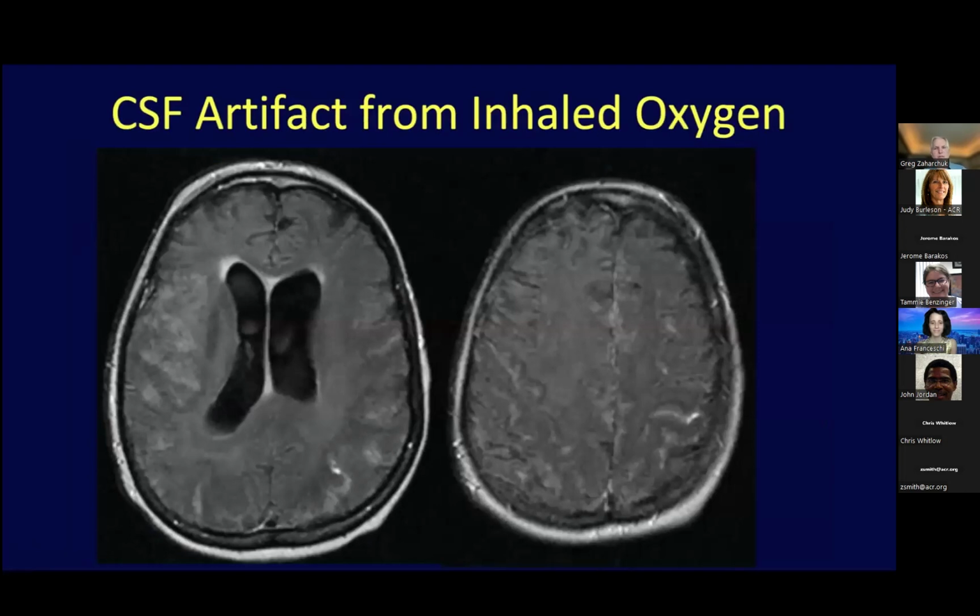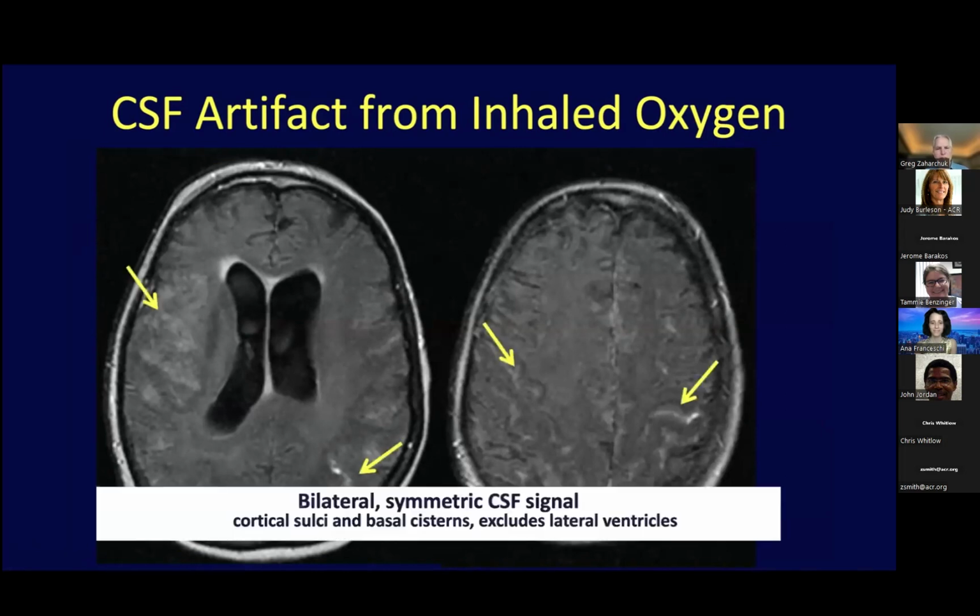Another potential artifact is from inhaled oxygen. Again, I think that this is something you may see in inpatients, not so much in our asymptomatic outpatients, but we know that the paramagnetic effects of oxygen can lead to high signal within the sulci on flare. So to avoid this, you really do need the history to understand this.